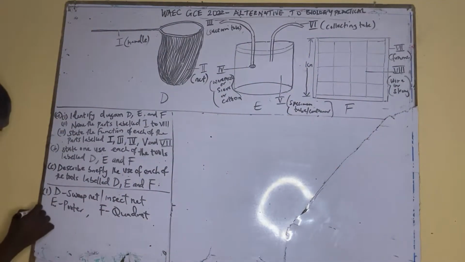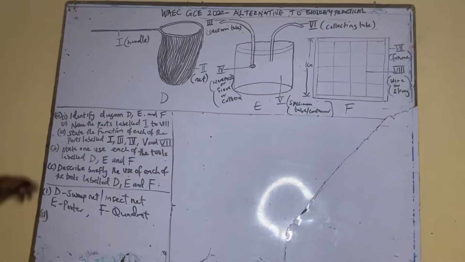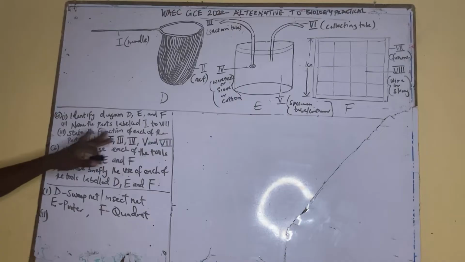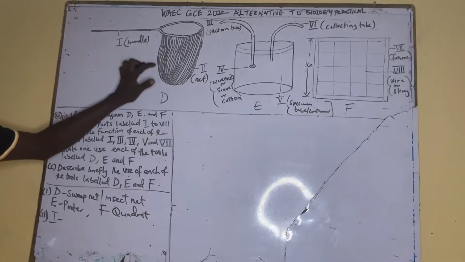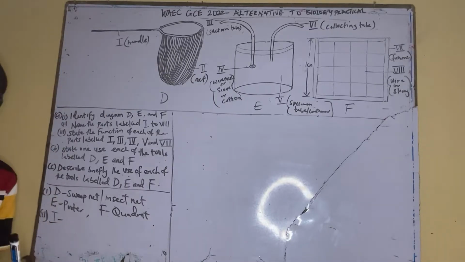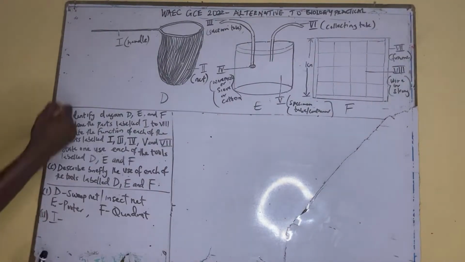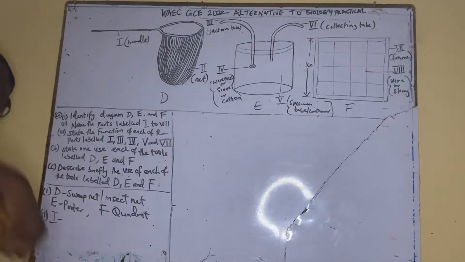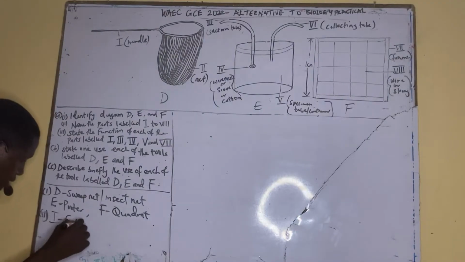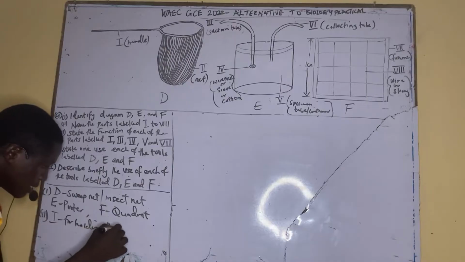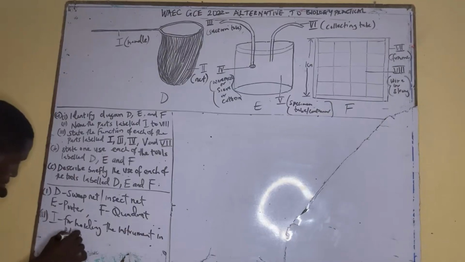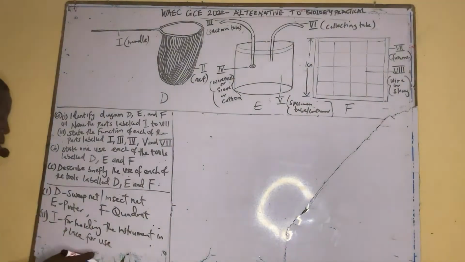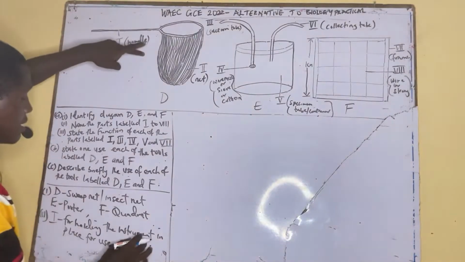And in Roman figure 3 here, it says to state the function of each of the parts labeled I. Now when we look at I here, it is the handle of the sweep net. So we use it for holding the instrument in place for use. In order to use the sweep net, we use the handle to hold it in place. So the function is for holding the instrument, the sweep net, in place for use.